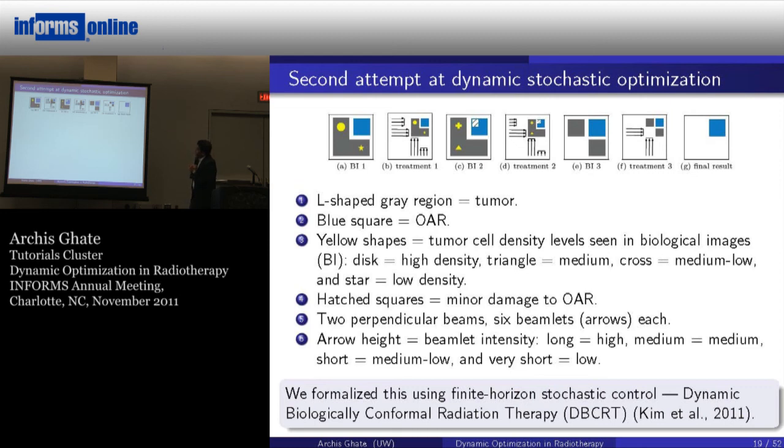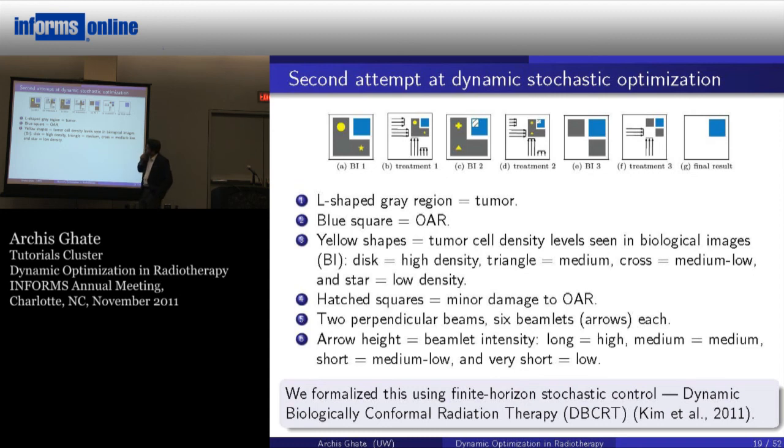So the idea here is that I'm just showing a simple picture. I have the gray L-shaped region as my tumor. The blue square is my organ at risk, so that's my OAR. And the yellow shapes that I'm showing relate to what density I have in the tumor, the tumor density levels. I'm imagining in this picture some kind of a biological image that will tell me what density I have, something like MRSI, for example, the choline citrate ratio that I showed earlier. The disk is high density, the triangle is medium density, and so on.